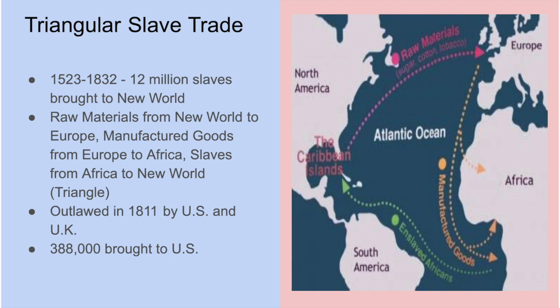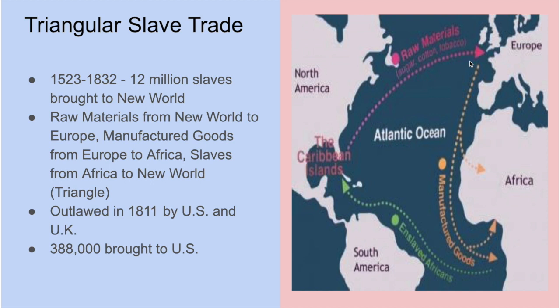Now, of those 12 million slaves being brought to the New World, only about 388,000 of them were brought to the U.S. specifically. The rest were brought to the Caribbeans, Brazil, South America, Central America. But a very small chunk of that 12 million were brought to the United States. But the process of how these slaves got to the United States is what we call the triangular slave trade. And the way this would work is that it would start here in Europe.